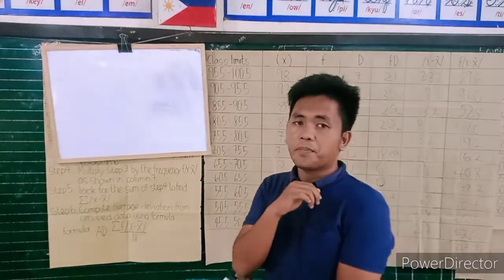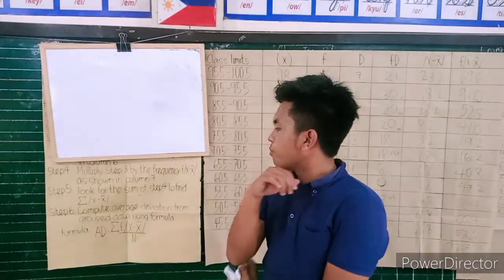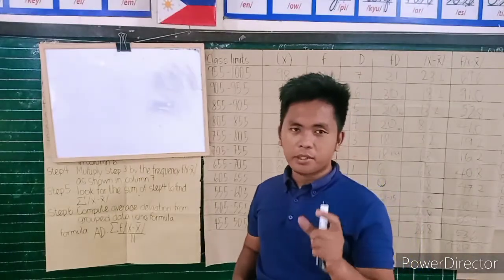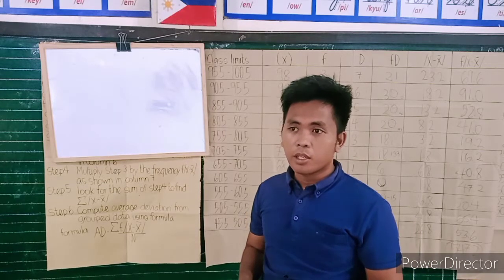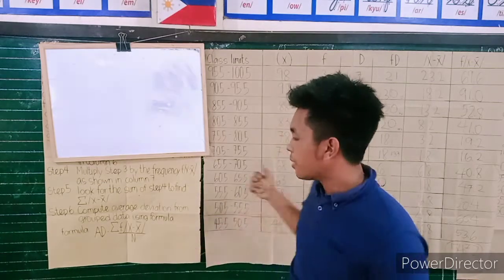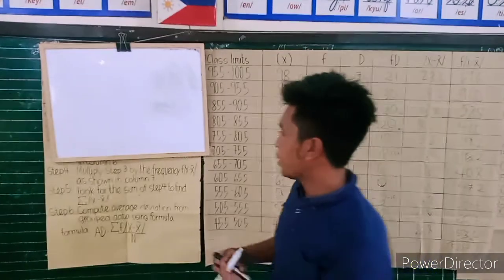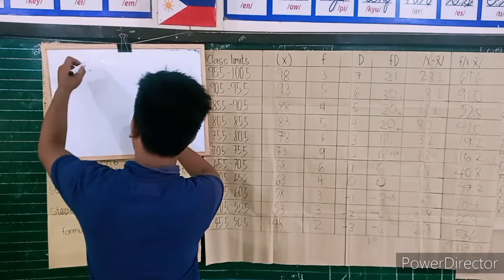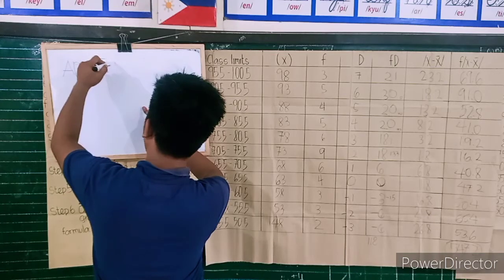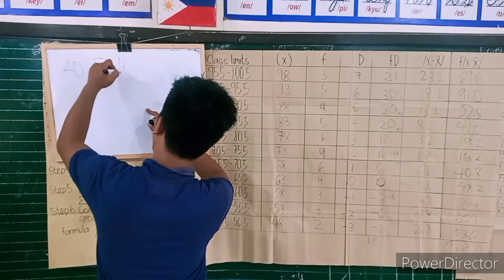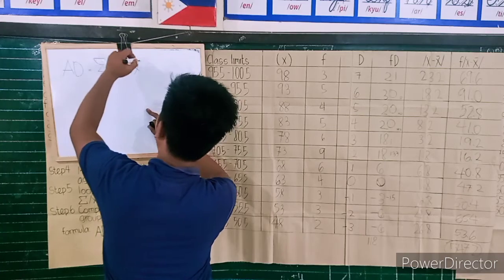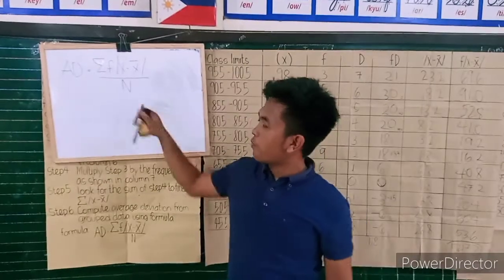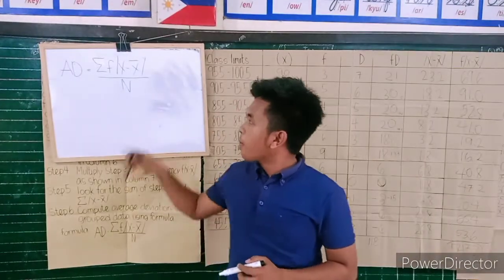Okay, in step number 6, I repeat that we need to compute the average deviation from group data using a formula. This is the last formula that we are going to use in order to get the average deviation. AD, average deviation, is equal to the summation of frequency times the number of scores or midpoints minus the arithmetic mean, divided by n. That is the formula that we are going to use to solve the average deviation.